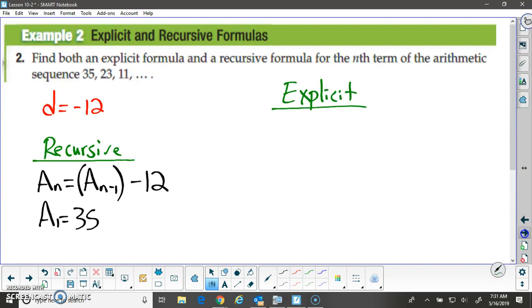For an explicit formula now, we're just going to use the common difference, which is negative 12, so I say negative 12n. And then what would be the term before the 35 if there was a term before it? That would be 47. So negative 12n plus 47 is an explicit formula to find each of those terms.